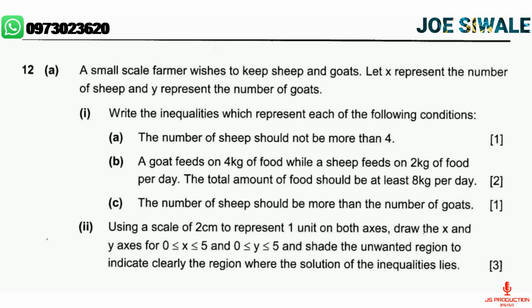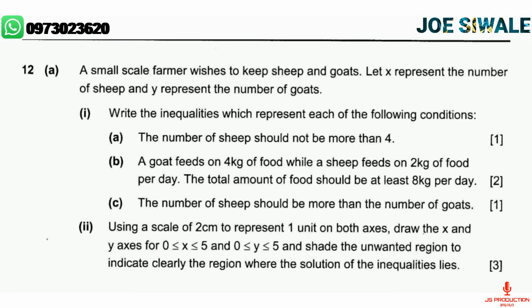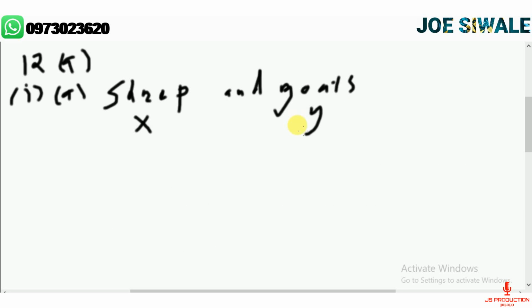A, the number of sheep should not be more than 4. So let us read out the question again. A small scale farmer wishes to keep sheep and goats. So that's the first thing that you need to take note. There is sheep, there is also goat. Then the question proceeds, let x represent the number of sheep and y represent the number of goats.